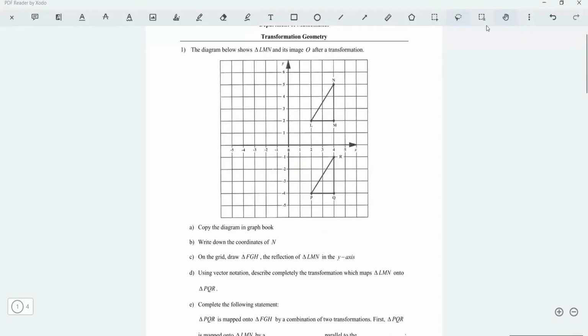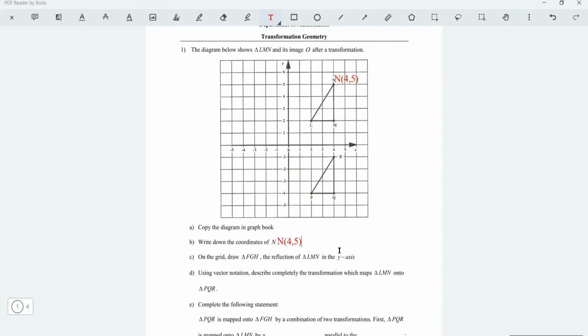To write down the coordinates of N, we look at the x value where N is at. The x value is 4, and we look at the y value, which is 5. So we can tell them that N right here is the point 4, 5. There's nothing more to it. So we can put that N is the point 4, 5.